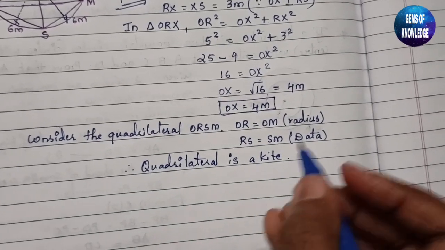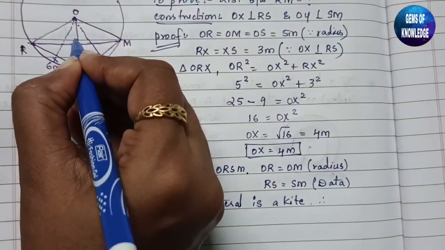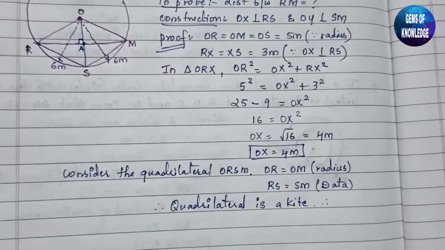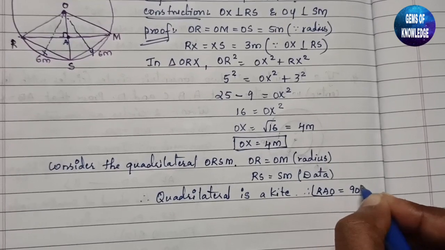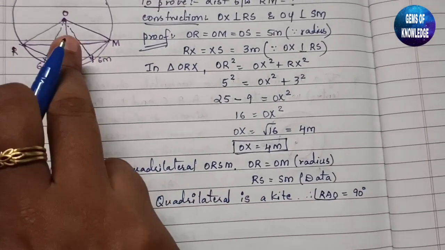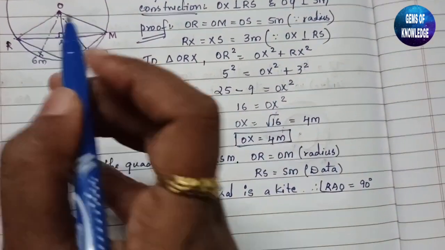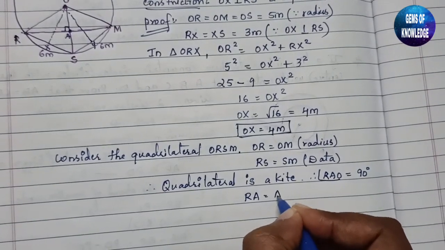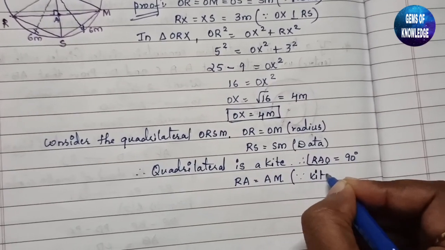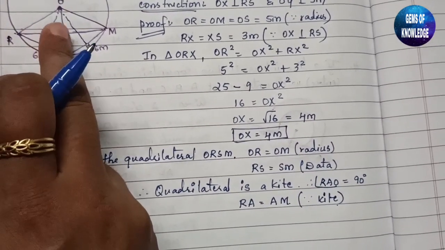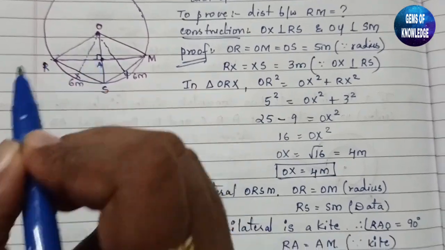Now if it is a kite, we will name this point as A. Then we can say that angle RAO equals 90 degree. If it is a kite, then this angle will be 90 degree. And if it is 90 degree, then RA equals AM. This is equal since it is a kite. This side RA equals AM.